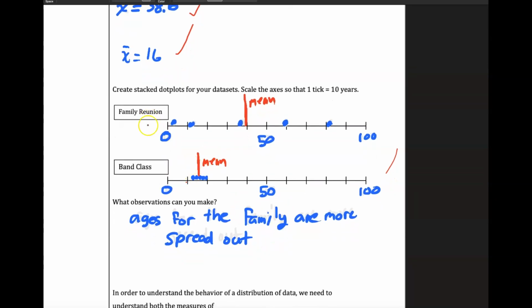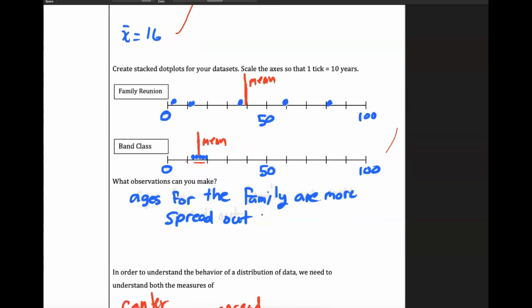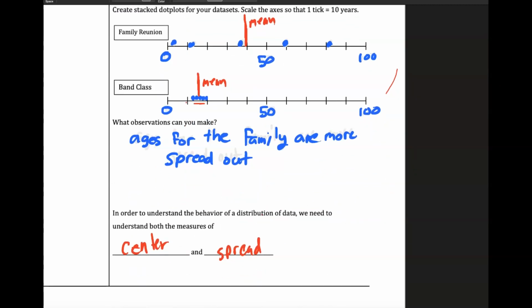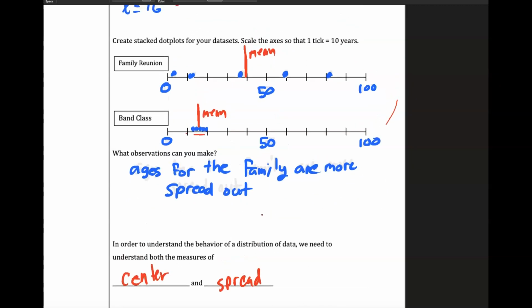You can see a family reunion, you can see a band class, and you can look at the distributions really close to the mean. Therefore it should have a smaller standard deviation. Thinking about what you're observing here, on average these data points have a lot more variance. They are farther away from the mean.